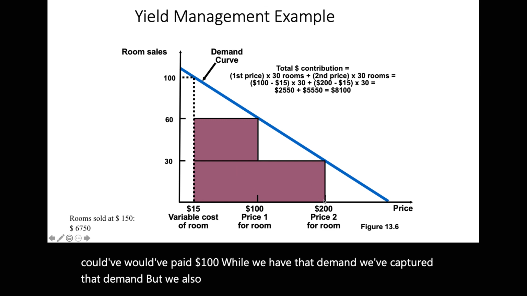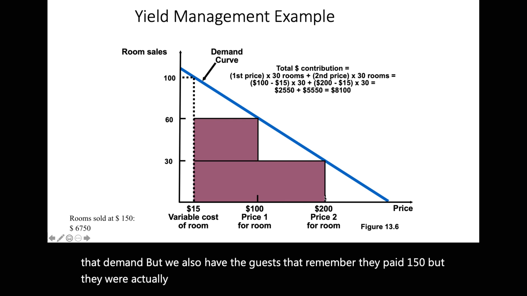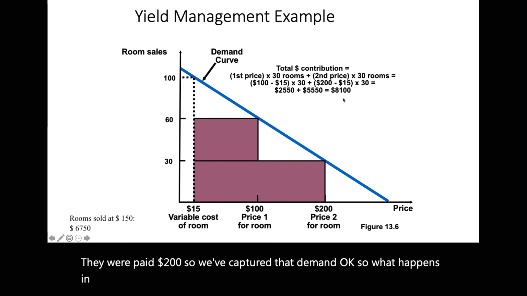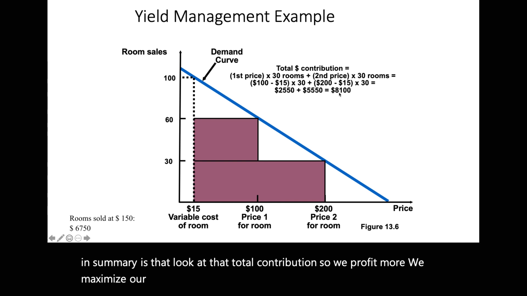So what happens, in summary, is that, look at that total contribution. We profit more, we maximize our revenue. We're now at $8,100 rather than the $6,700. In other words, this is another example of the value of revenue management, and why we offer different prices to different segments.